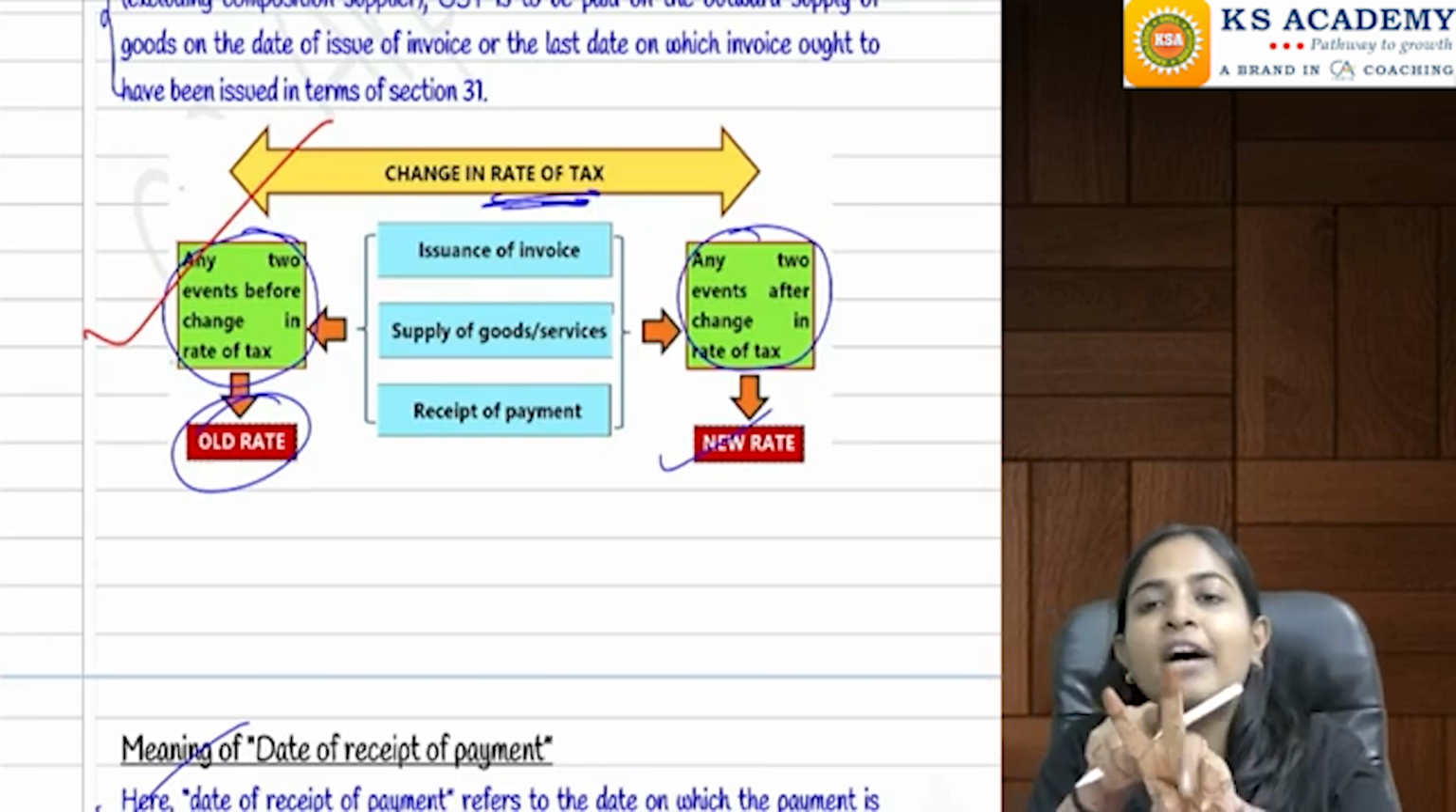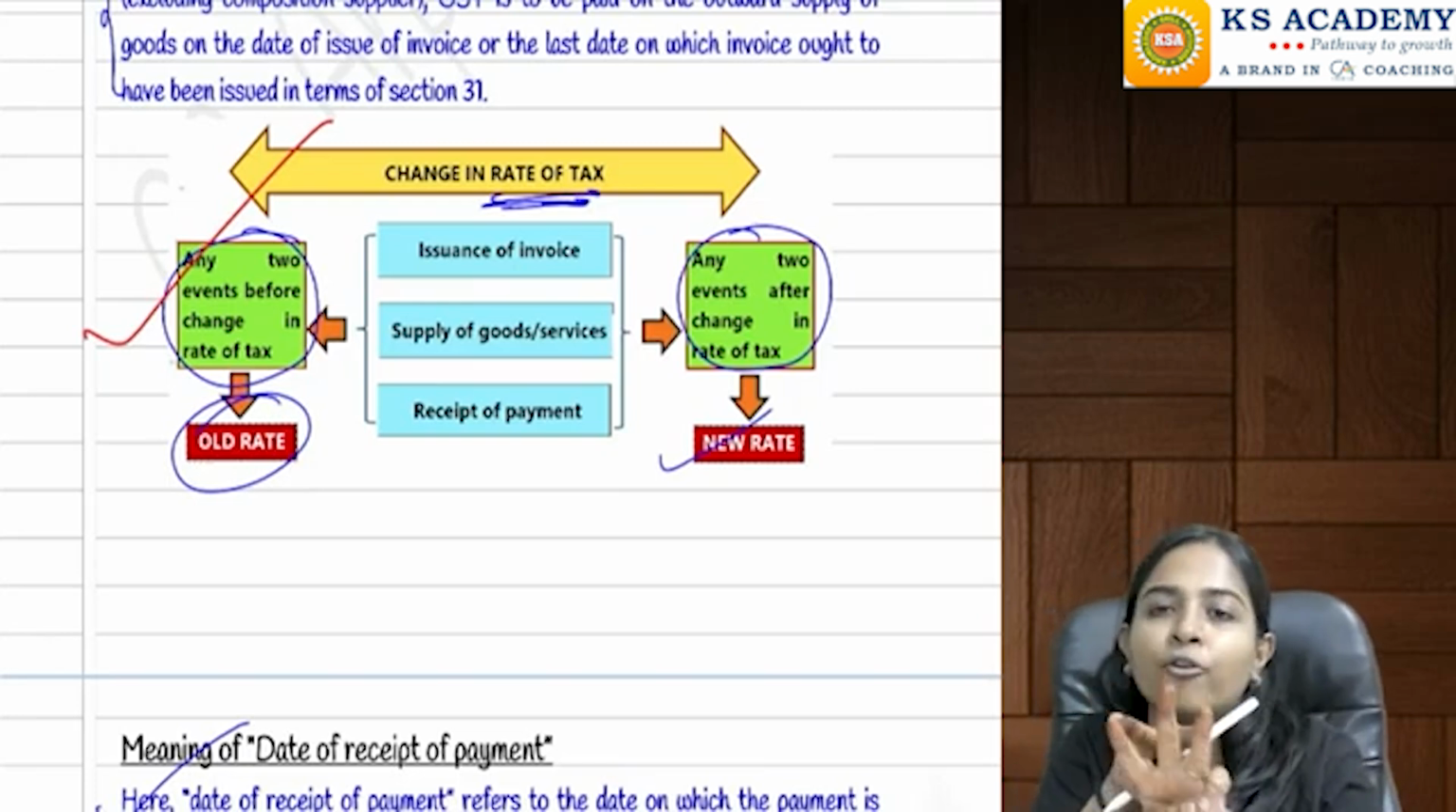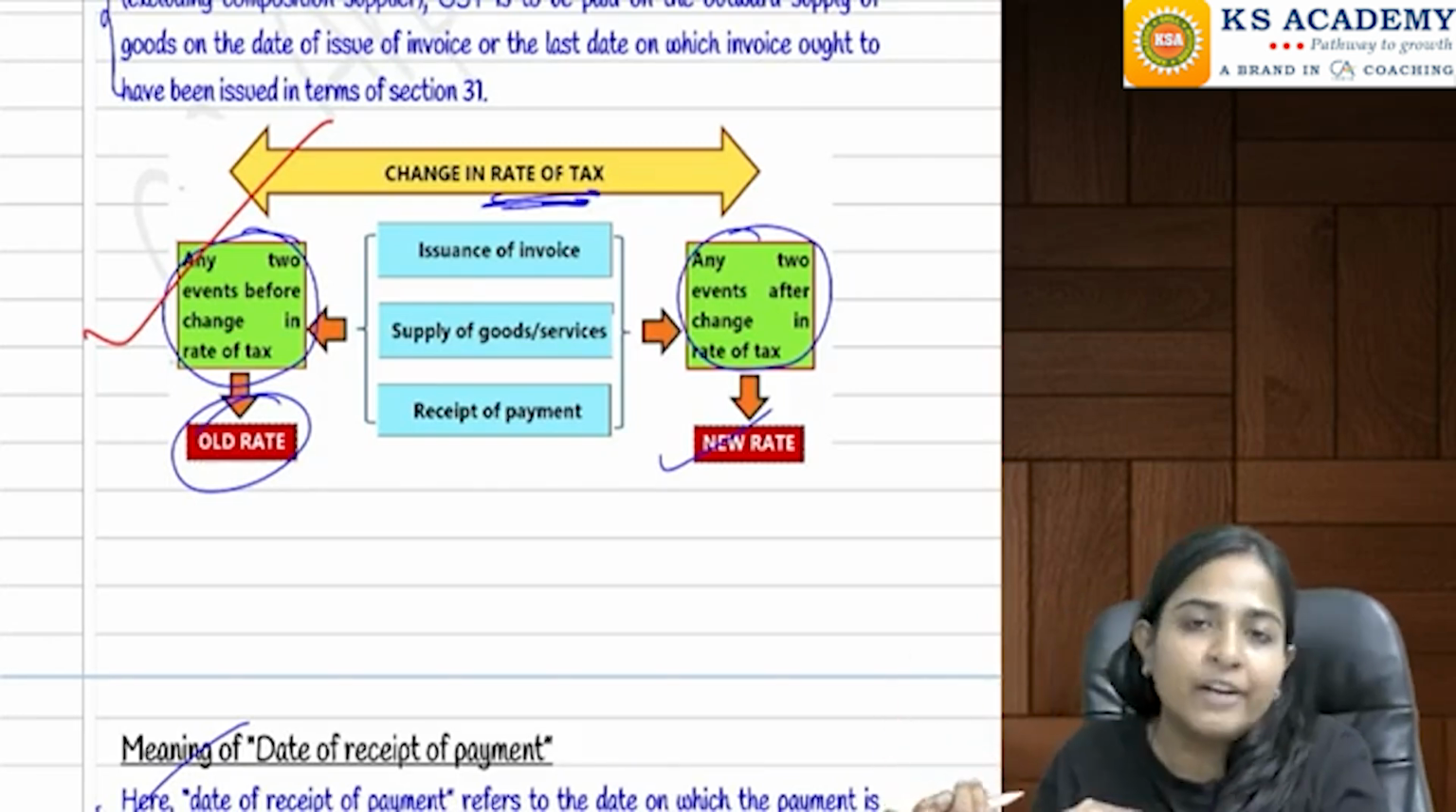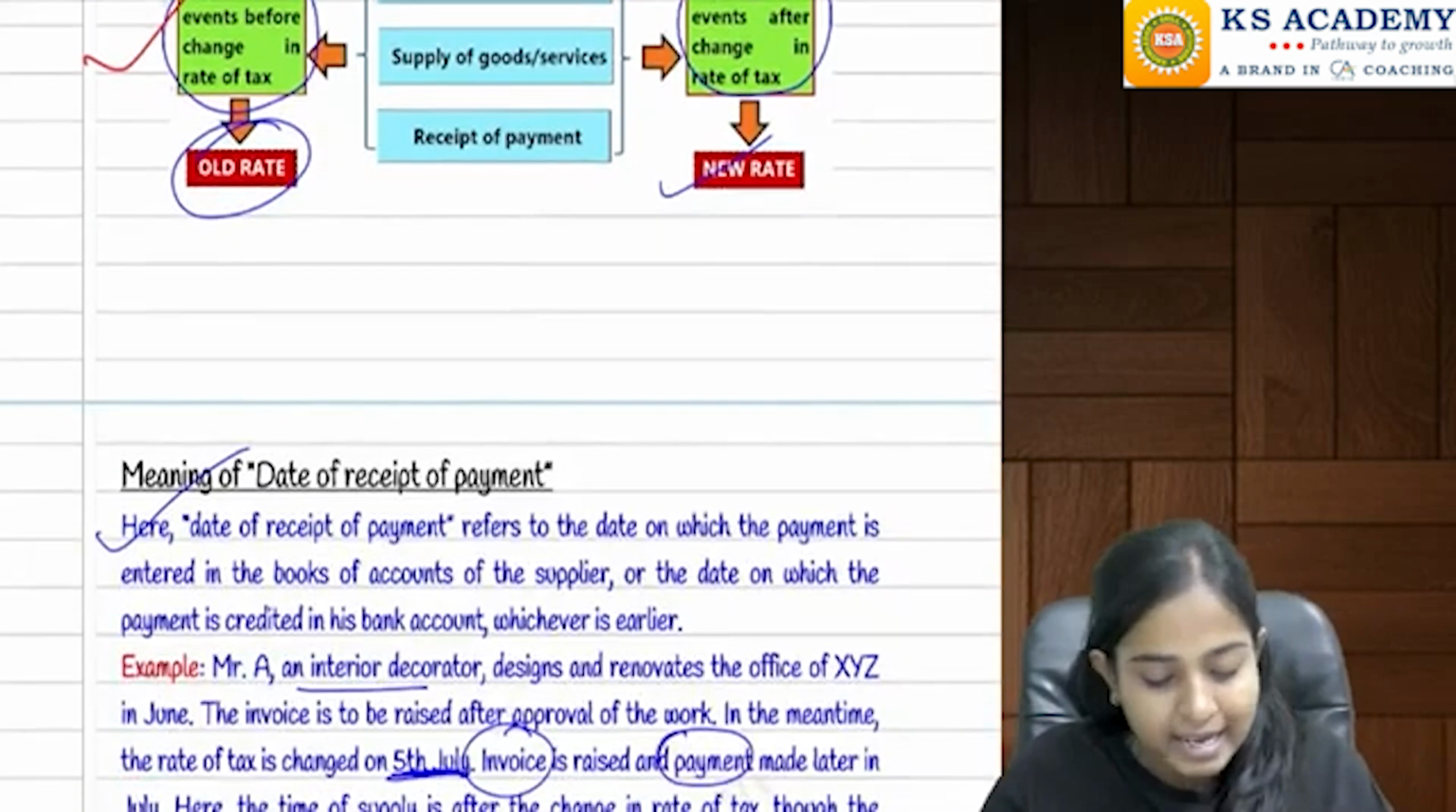If there is one before, one after, another before. So can we say there are two before? So before rate will be applicable. That thing has been given here.